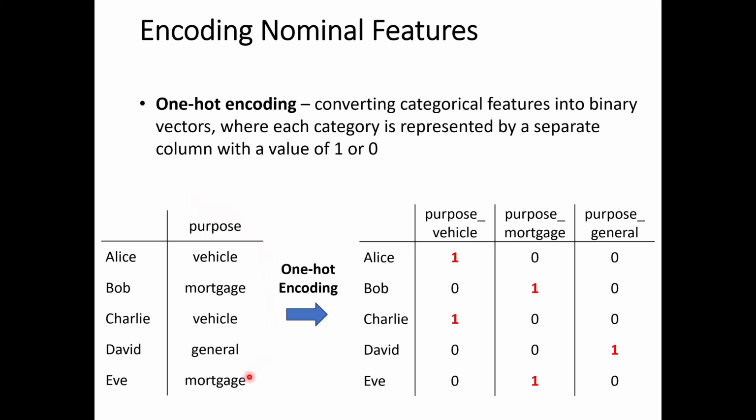Suppose our dataset has a feature for loan purpose, which can take 3 values: vehicle, mortgage, and general. In one-hot encoding, we create 3 new binary variables: purpose vehicle, purpose mortgage, and purpose general. A value of 1 in purpose vehicle for Alice means that the loan purpose of Alice is vehicle. The term one-hot means that across all these new binary variables, each record has exactly one value equal to 1.